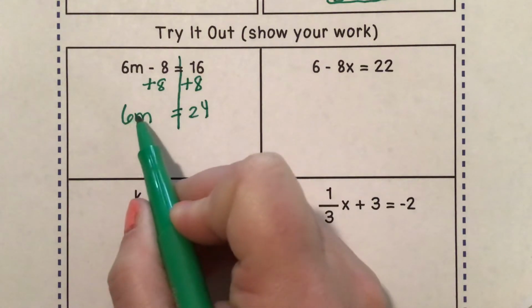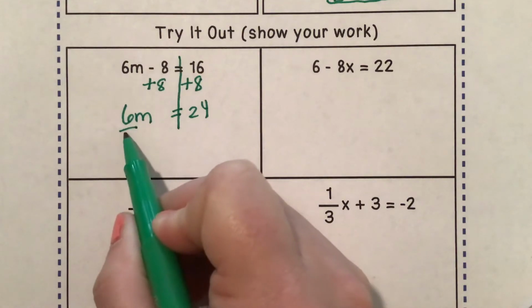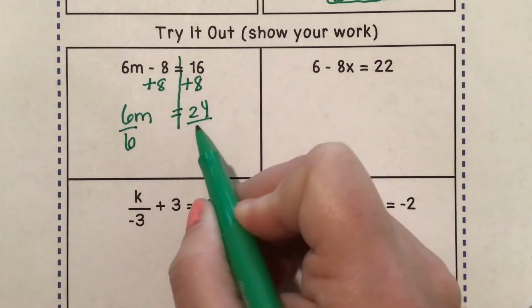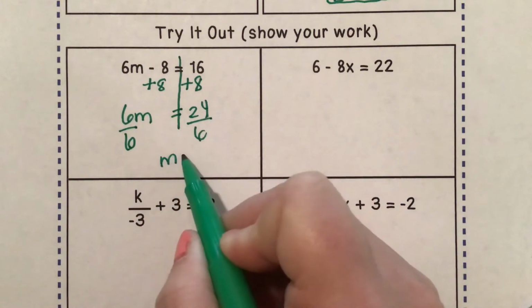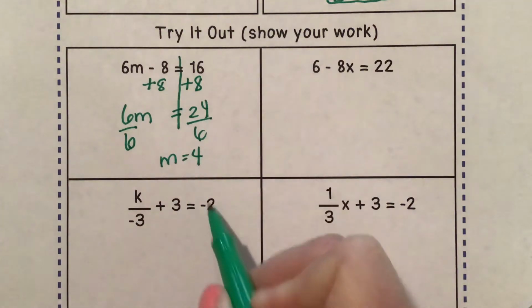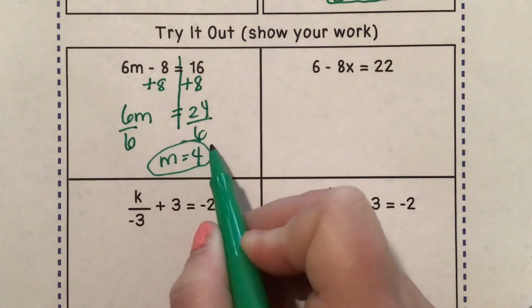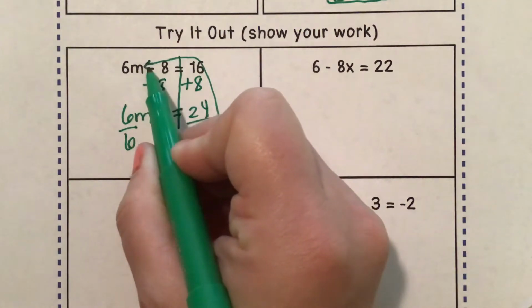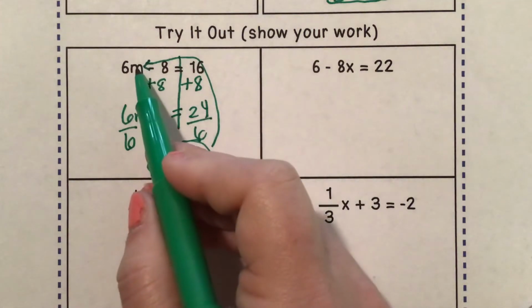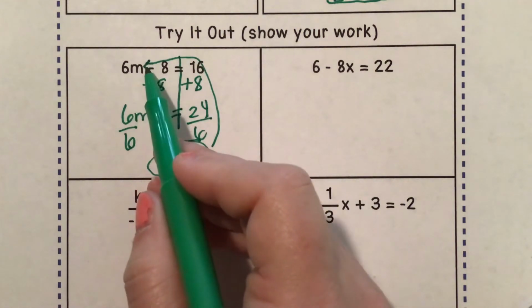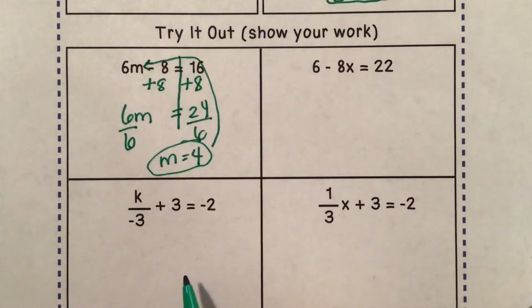I know that 6 and m are being multiplied, so instead of multiplying, I'm going to divide in order to undo it. And I'm going to get m equals 4. Again, if you wanted to check your answer, you could take this 4 and plug it back in here. 6 times 4 is 24, minus 8 would be 16.